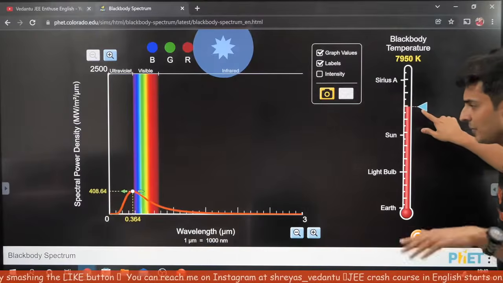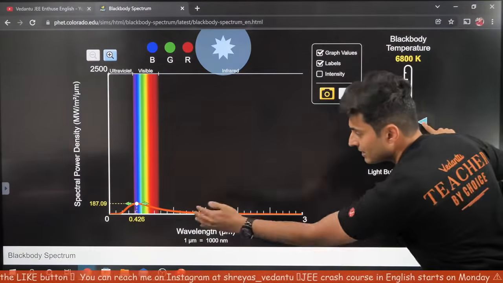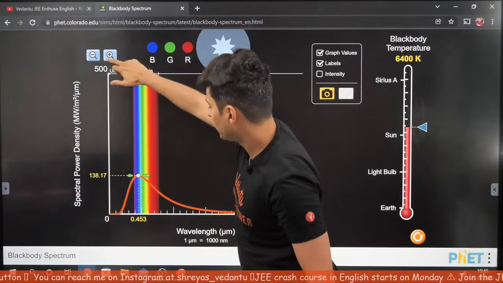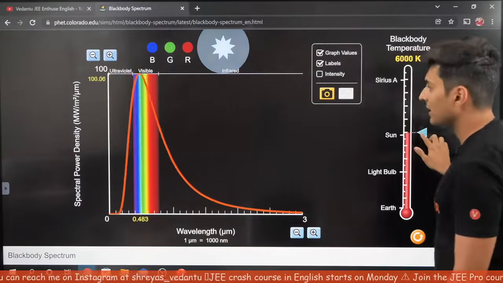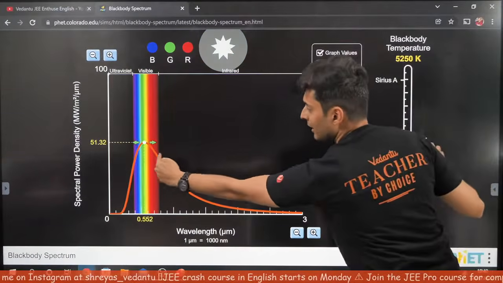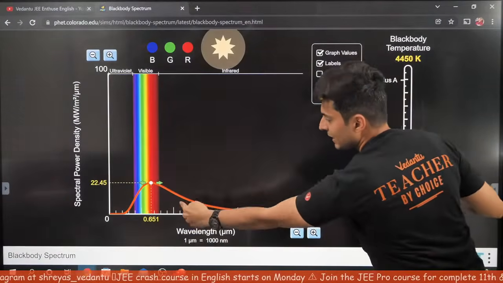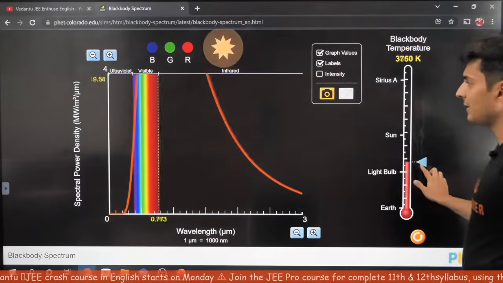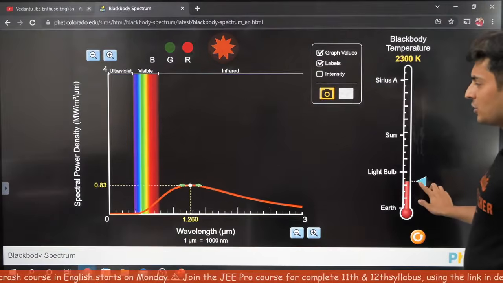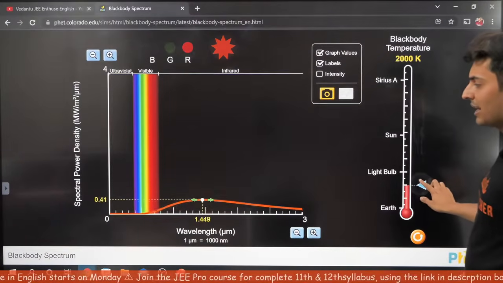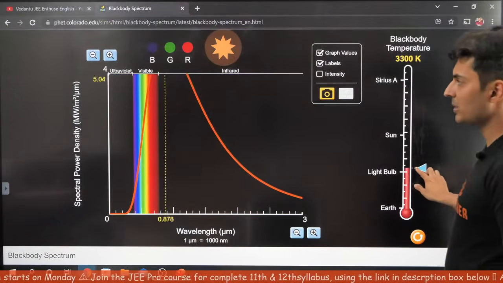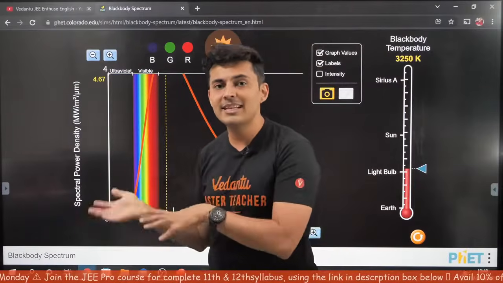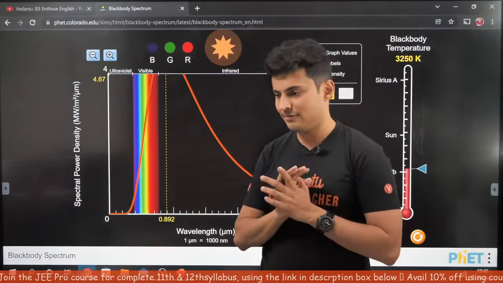The less the temperature, the more the wavelength. The wavelength is coming this side. I will zoom in so that you can see it. If I decrease the temperature, you can see the graph is shifting towards your right hand side. Can you see that? The maximum wavelength is shifting towards the right. So reducing the temperature shifts it towards the right, increasing the temperature shifts it towards the left. That's why it is called the Wien's displacement graph.